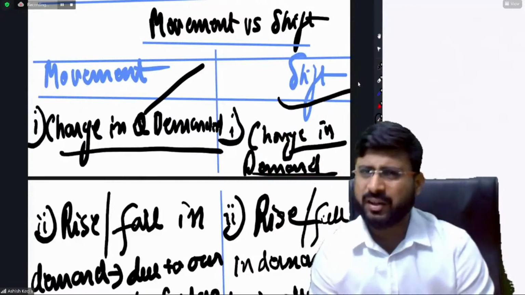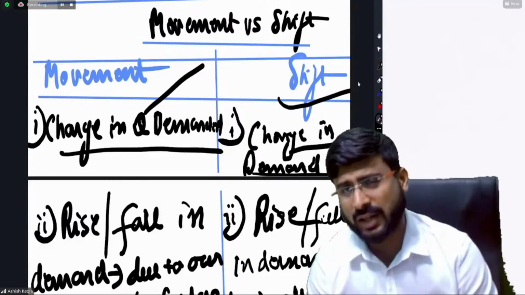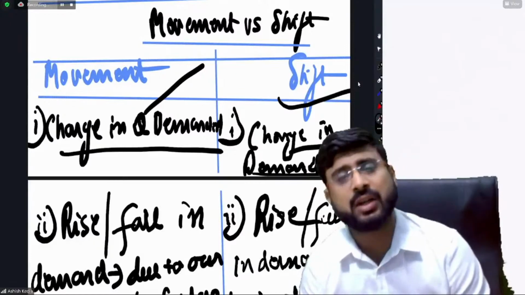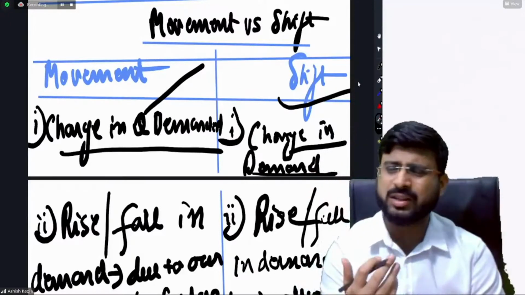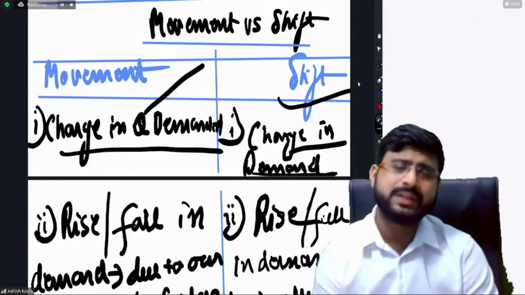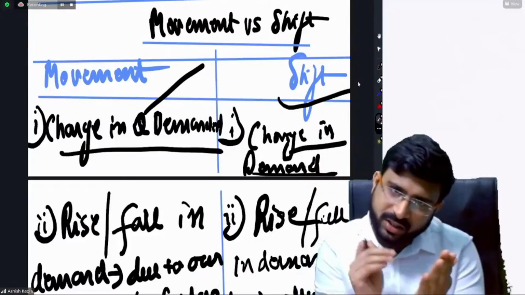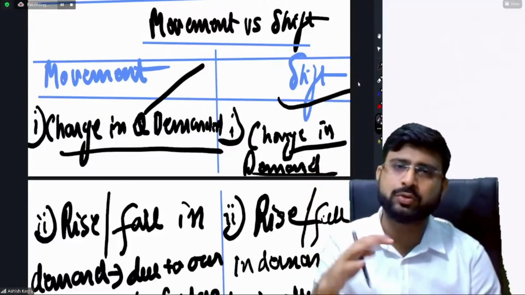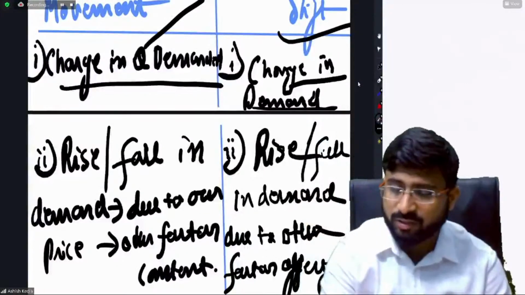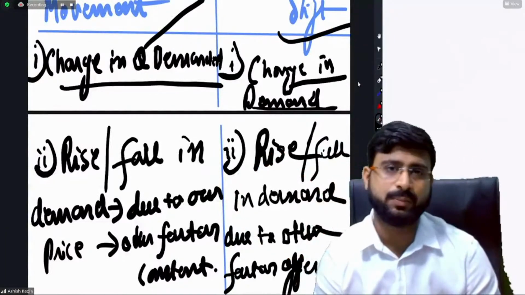See, in factors affecting demand, we had studied a lot about different factors like own price of the commodity, price of related commodities, income of the consumers, population, and so many other things that affect the quantity demanded for a commodity, right? Yes, sir. So when we speak about the impact on quantity demanded due to own price of the commodity, that is movement. If it is due to a factor that is not own price, then we call it shift in demand. So friends, these are two different concepts.